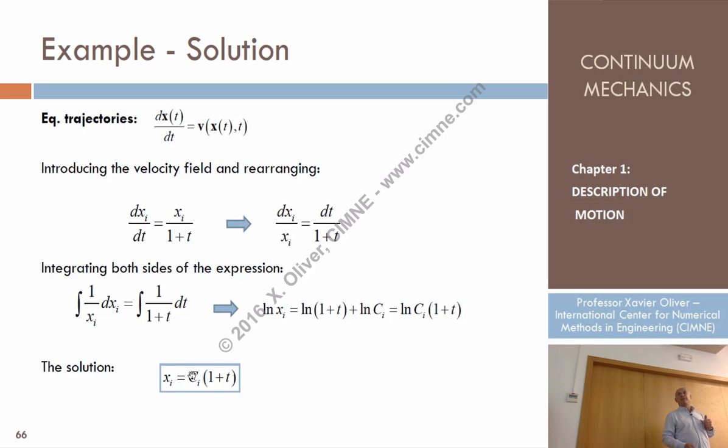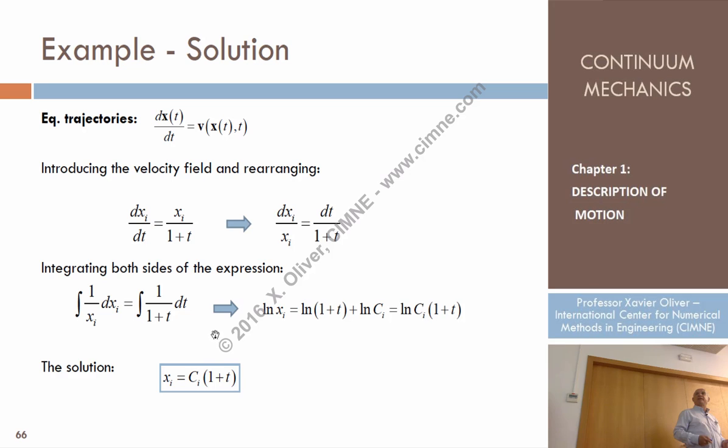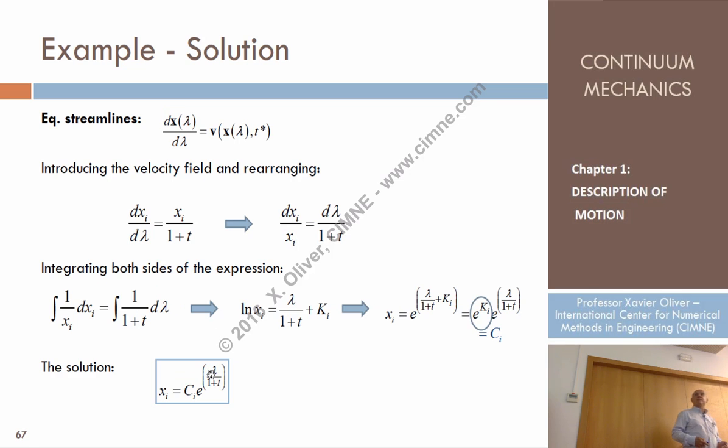So these are three equations, a family of equations. Freezing C1, C2, C3, I have three equations, x1, x2, x3 along time. This is a family of curves, okay? Every one of these curves is a trajectory of one particle. Okay, that is for the trajectories, the equations of trajectories.